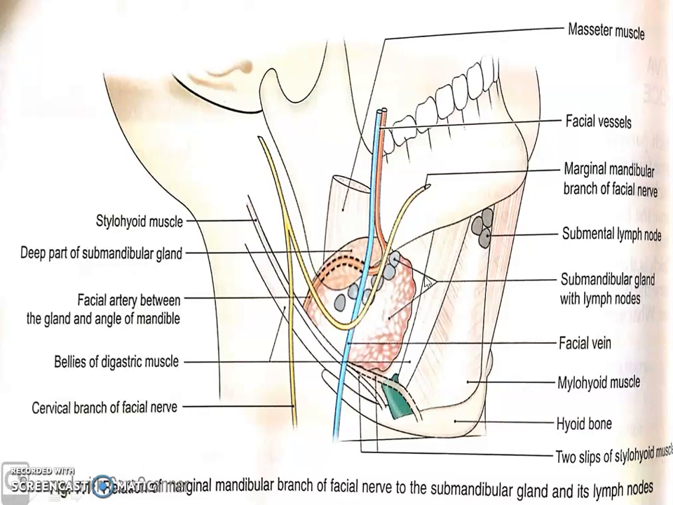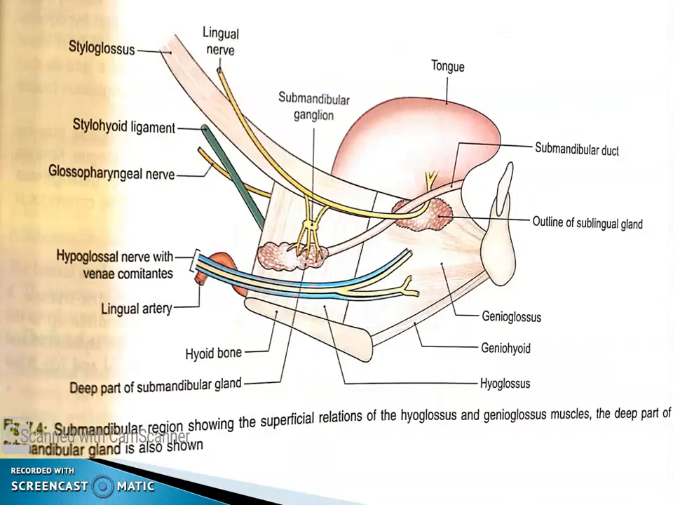So this region contains the suprahyoid muscles, and they are like this: the digastric muscle, then we have the stylohyoid muscle. On the posterior side we have this stylohyoid, then the posterior belly and anterior belly of the digastric, then the mylohyoid muscle, the geniohyoid, the hyoglossus, and the genioglossus muscle. Other muscles we will see in another diagram.